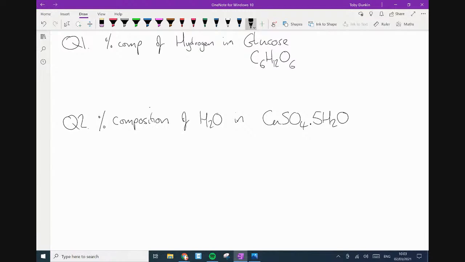Last question. Question number 3. What is the percentage composition of, okay, how hard am I going to go?